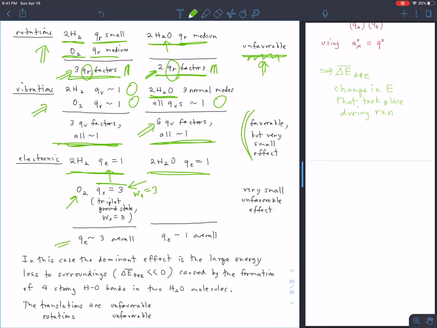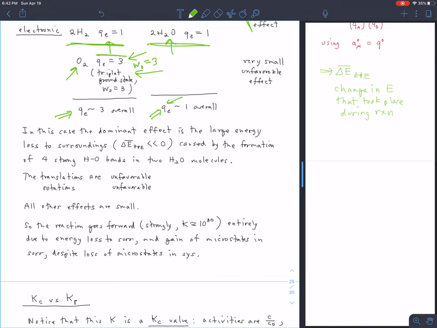And that means the overall partition function for the electronic states for this reaction is 3 on the reactant side in the denominator. And the ground state is unique and non-degenerate for water, so the overall partition function is just 1 for the numerator in our ratio. And therefore you get a small effect, actually, because of the triplet state for oxygen. You get a small change in electronic microstates when the reaction takes place, but it's not a very big effect either.